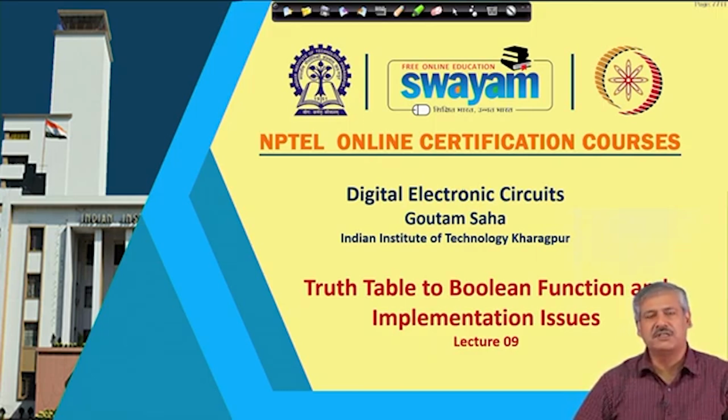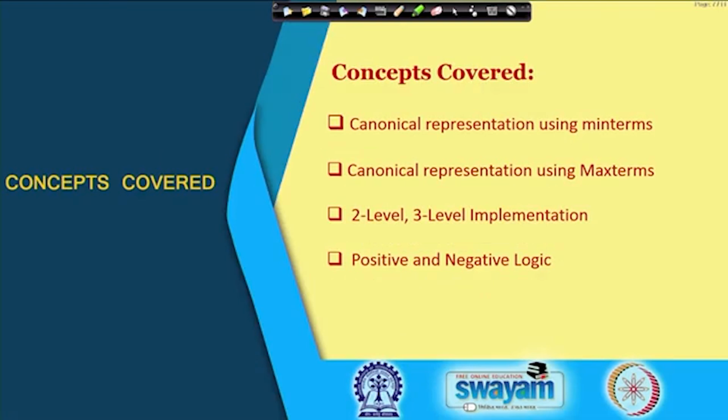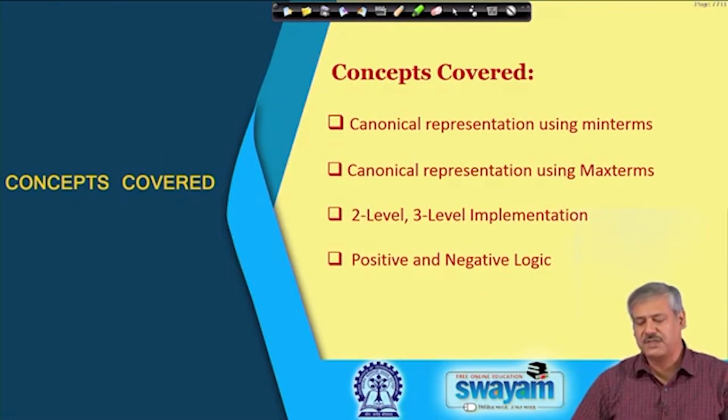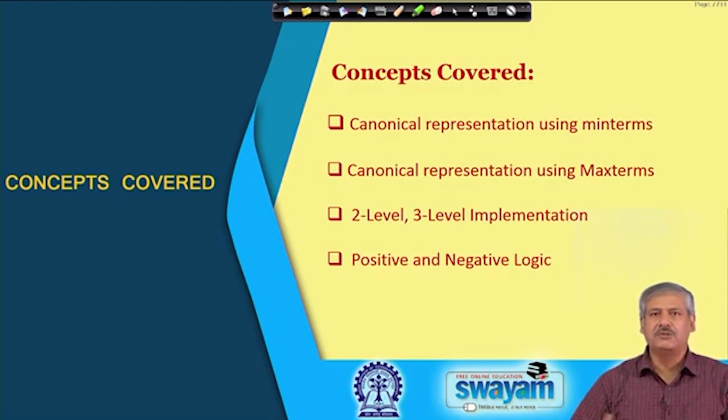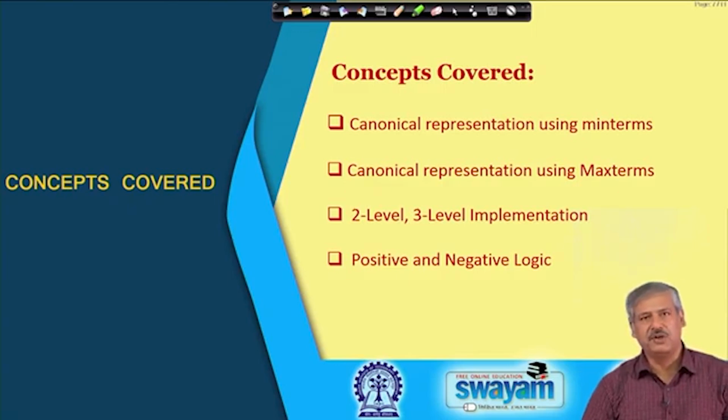And we also discussed Shannon's expansion theorem, and in today's class we shall discuss the canonical representation of a truth table using min terms and also using max terms. We shall discuss, given a canonical representation, how we can get a two level implementation of it, and side by side we shall discuss multi level implementation, and we shall end with positive and negative logic.